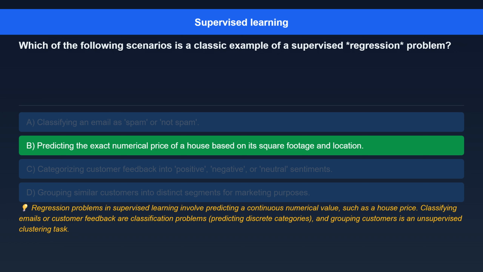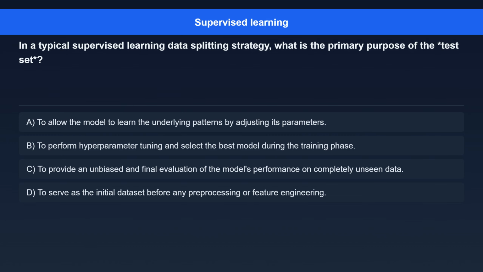Classifying emails or customer feedback are classification problems, predicting discrete categories. And grouping customers is an unsupervised clustering task. Question 3. In a typical supervised learning data splitting strategy, what is the primary purpose of the test set?